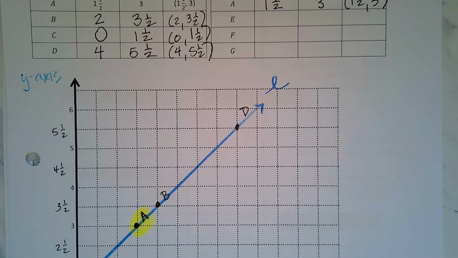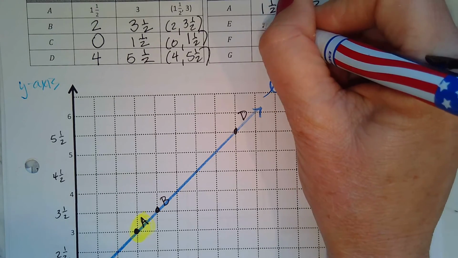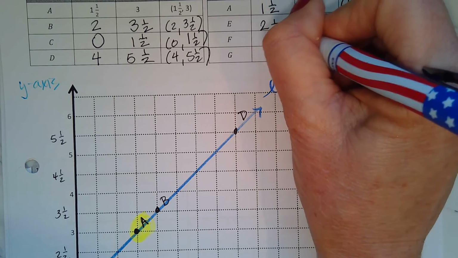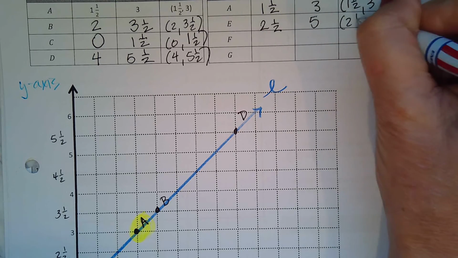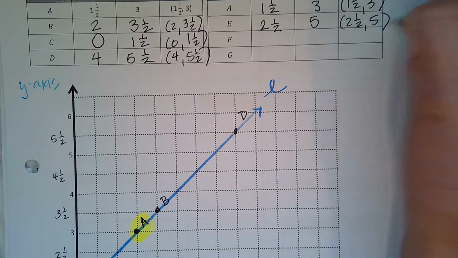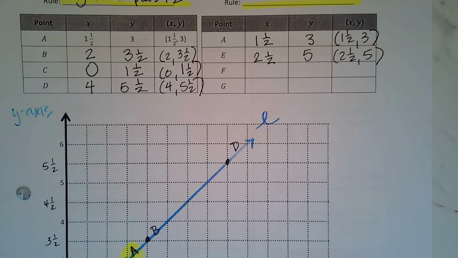Well, you need another point on the line. So let's write 2.5 and 5. Now, look at this pattern. What relationship do you see between point A, 1.5 and 3, and then point E, 2.5 and 5?